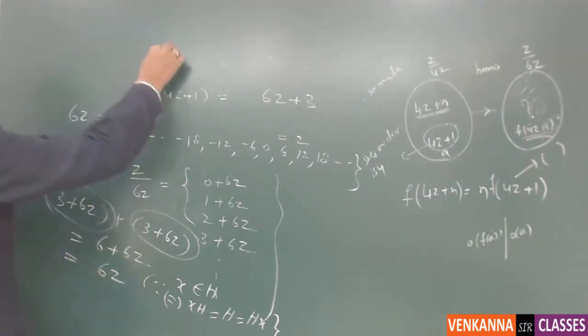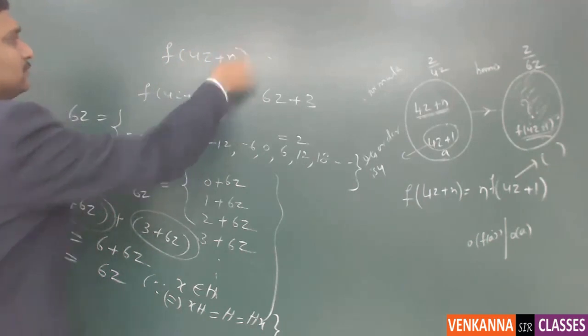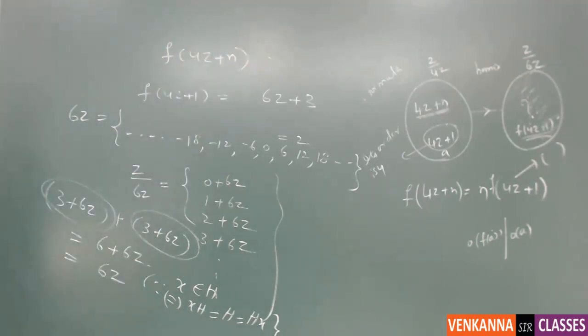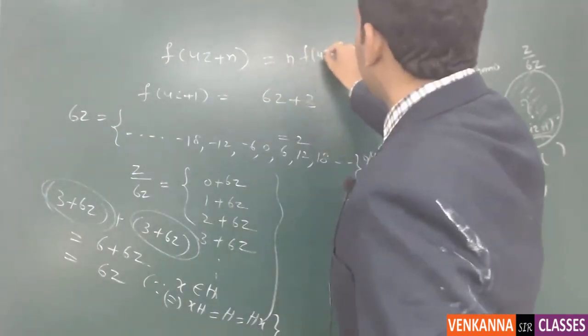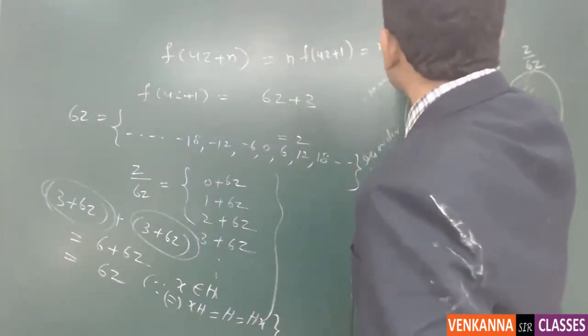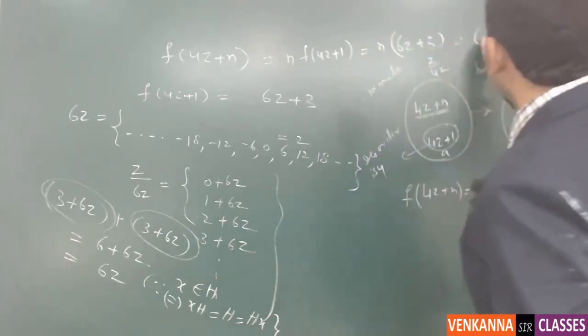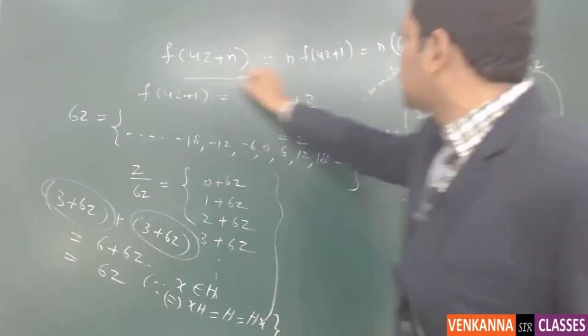So if you want to know the pairing, what is f of 4z plus n? It is nothing but n into f of 4z plus 1. And n into this is nothing but 6z plus 3, so nothing but 6z plus 3n. This is the pairing you are actually doing here.